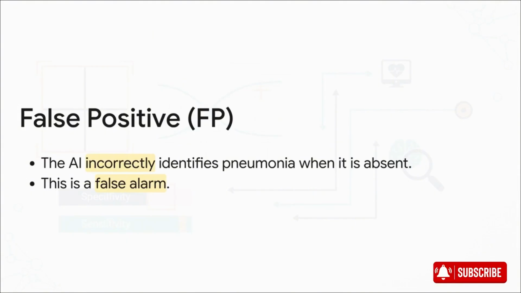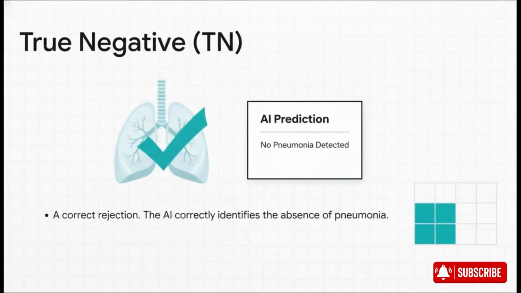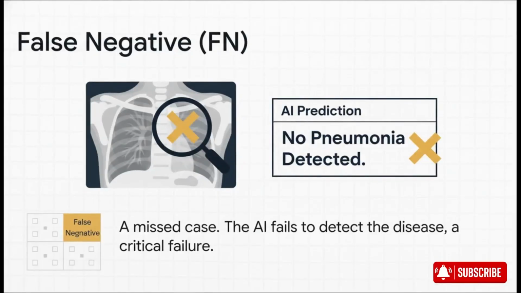Now, this can lead to a lot of unnecessary tests, extra costs, and of course, a ton of anxiety for the patient. Then there's the true negative. This is basically a correct rejection. The patient is healthy, and the AI correctly identifies the x-ray as negative for pneumonia. All good here. And finally, we have what is probably the most dangerous outcome of all, the false negative.